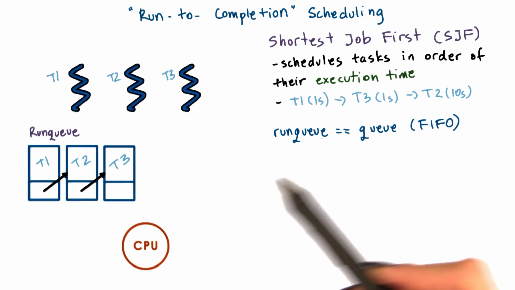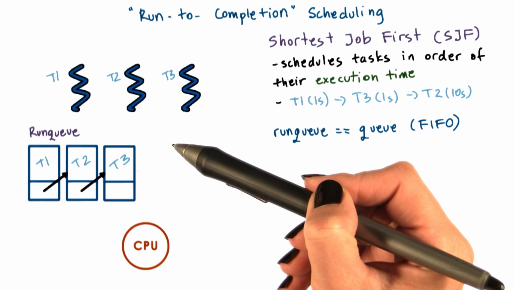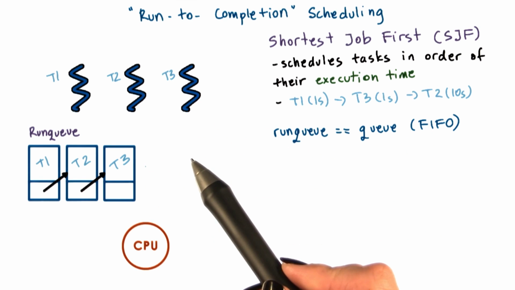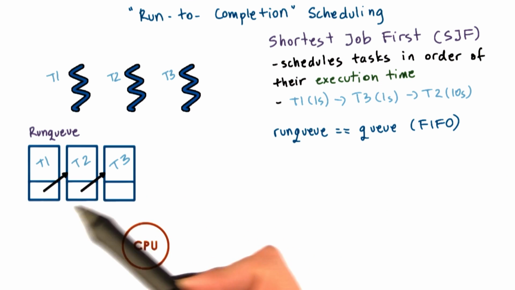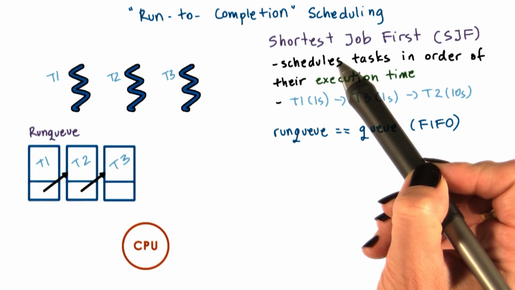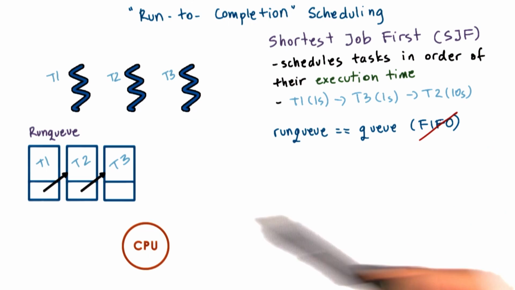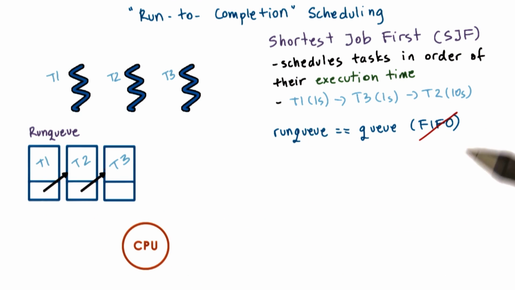Now, if we organize our run queue the same way as before, adding new tasks to the run queue will be easy since it will just mean that we have to add a task at the tail of the queue. However, when we need to schedule a new task, we'll need to traverse the entire queue until we find the one with the shortest execution time. So the run queue really won't be a FIFO run queue anymore, since we will need to remove tasks from the queue in a very specific order based on execution time.